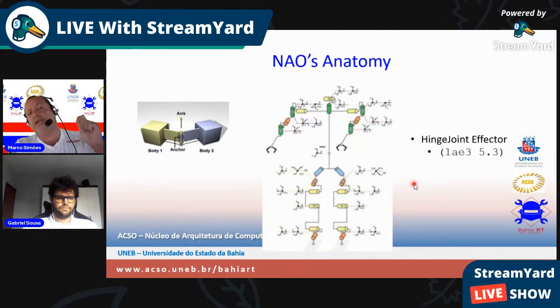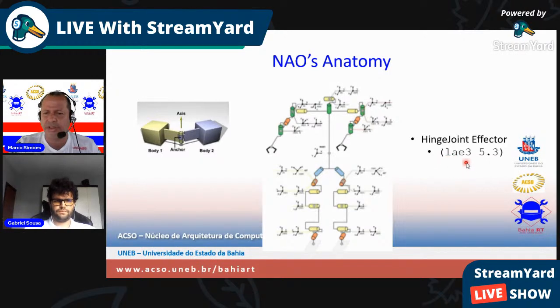The way the agent controls these joints is using the hinge joint effector. The hinge joint effector is put using the name of the joint. For example, here you have LAE3. This means left arm effector 3. So he's talking about this joint, and is sending 5.3 radians per second velocity to it. So the joint will move at a constant velocity of 5.3 radians per second.